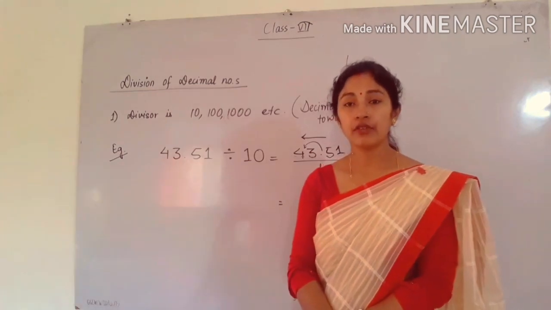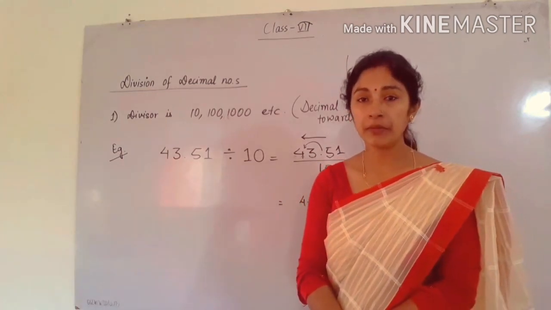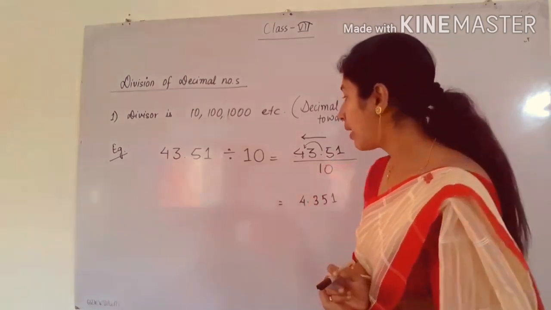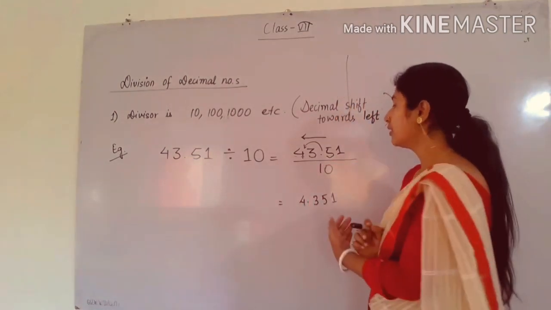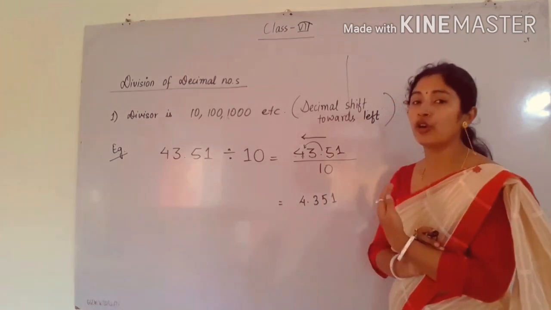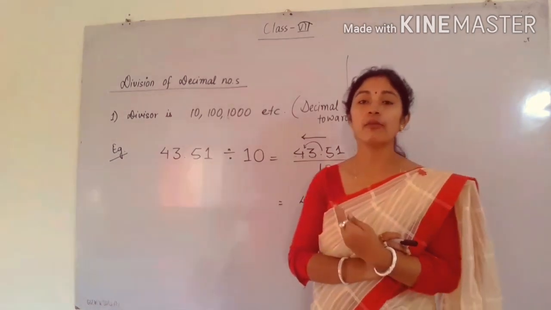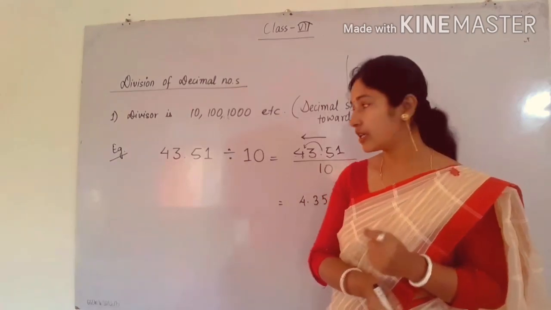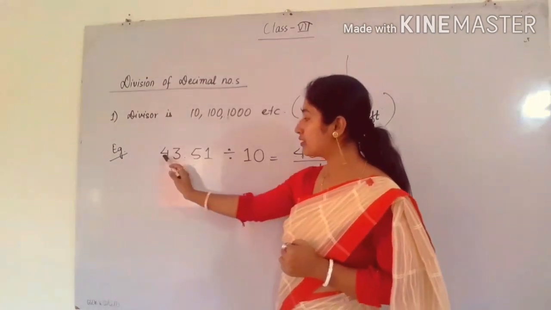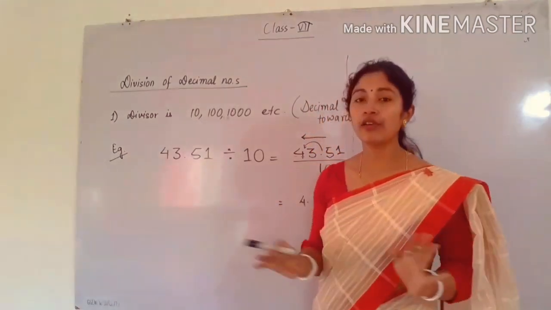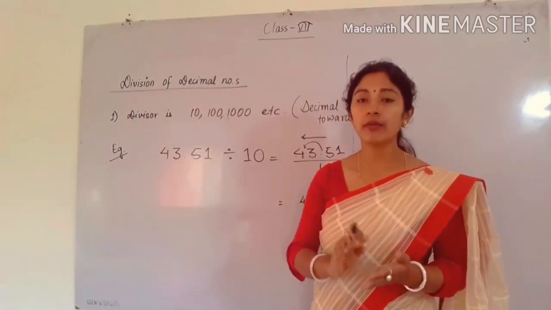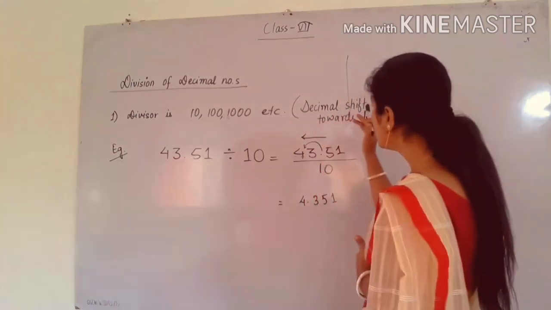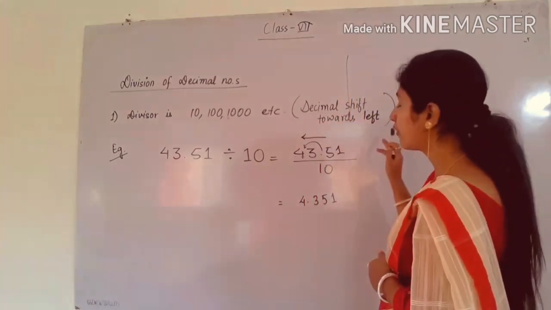Suppose we have a decimal number in the numerator and the number 10 in the denominator. Then what will happen? See, here you have to check only the decimal point. There will be no change in the numbers. That means the numbers will remain the same. Here we have the numbers 4, 3, 5, 1. That will remain the same. Only there will be a shifting of the decimal point.